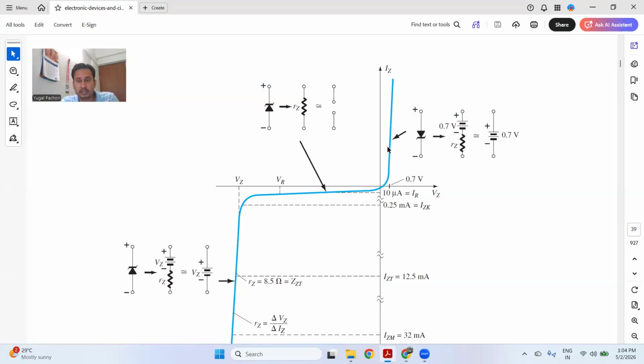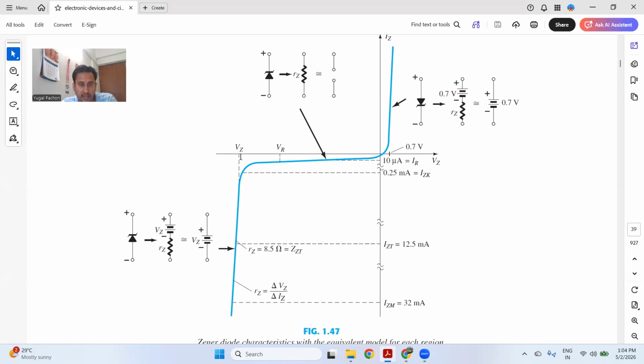So you can see in this forward-biased first quadrant, it is acting as a normal diode, whereas in this third quadrant, it is acting as a voltage regulator. It is constantly supplying the voltage, which is almost the same as the Vz. So this VR is a reverse voltage. You are increasing it to a certain point.